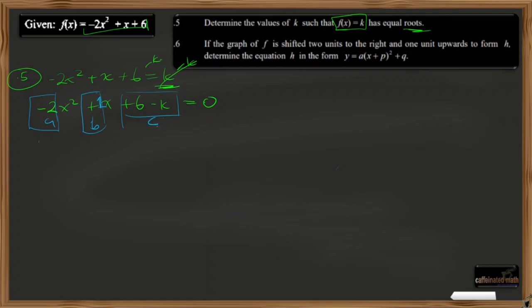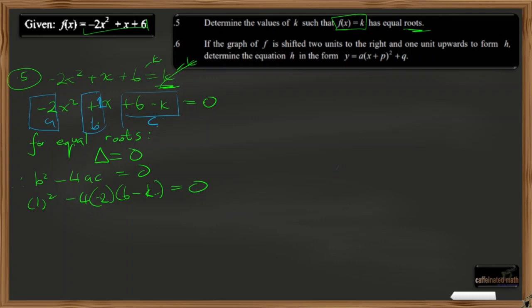So back to the bright green. For equal roots, need to remember that delta is equal to 0, which means of course that b squared minus 4ac needs to equate to 0, and we'll take that right out of here. So we'll have 1 all squared, because that's our b value, minus 4, our a value is negative 2, and our c value is obviously 6 minus k, and that's all equal to 0.